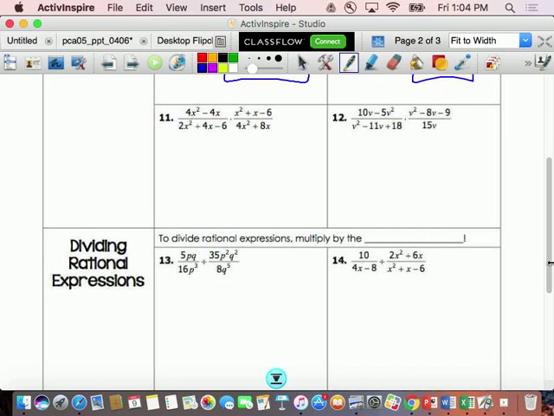All right, so on 11, we are going to factor out anything that we can factor. Okay, we're going to do all the factoring that we can. So here I can factor out a GCF of 4x.